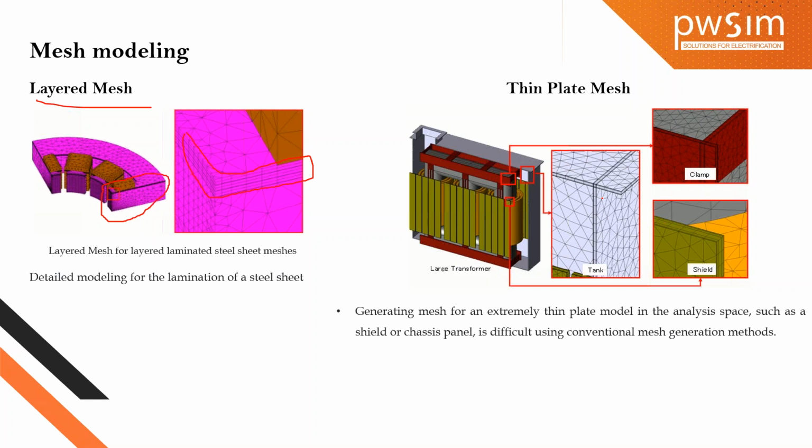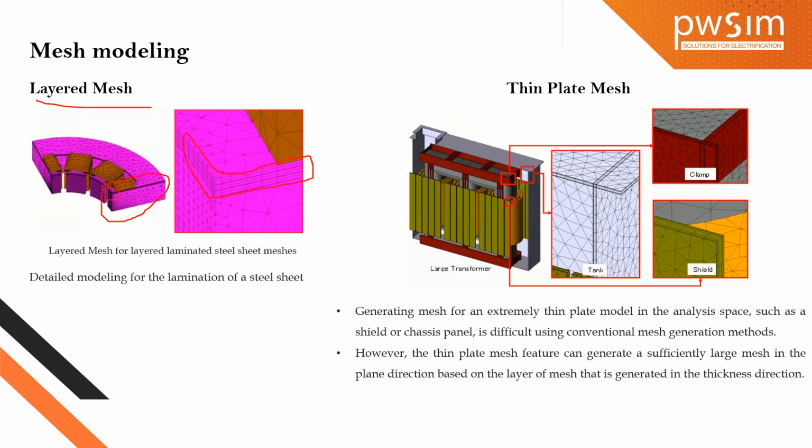Generating mesh for an extremely thin plate model in the analysis space, such as a shield or chassis panel, is difficult using conventional mesh generation methods. So using JMAG, the thin plate mesh feature can generate a sufficiently large mesh in the plane direction based on the layers of mesh that are generated in the thickness direction. So you can see in this example where the thin plate, the shield material, can be taken in the large viewer angle, where you can see the thin plate meshing has been generated in that area to calculate the eddy current loss.